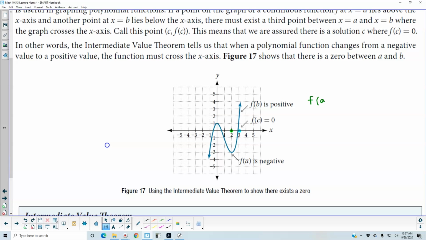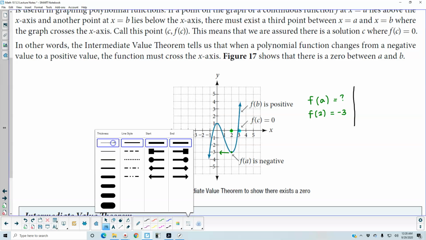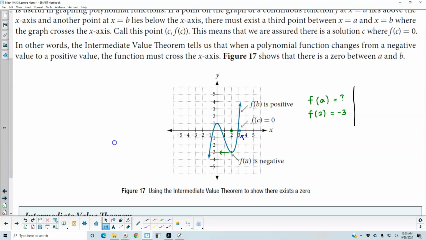f of a has an output. Well, that a represents 2. So what is the output down here? The output is -3. Now, we know that we have a value of b, which is equal to 3.